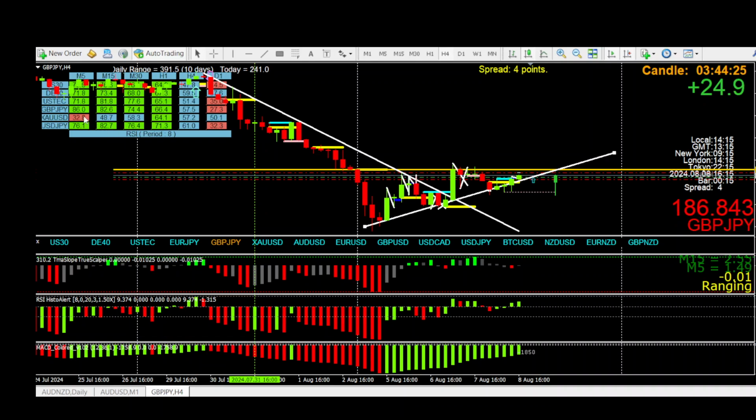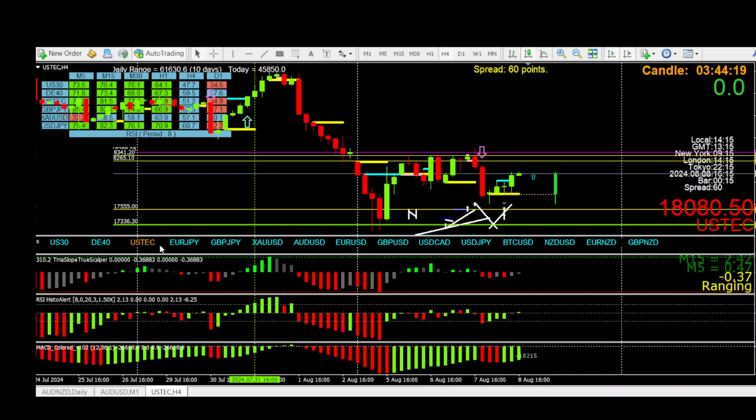As opposed to, say, let's have an example, US tech, which is nowhere near as clear in an uptrend as low, high, higher, low. You could say that was a higher high, but we've broken that low, so that's not a clean uptrend. That's totally a different kettle of fish.